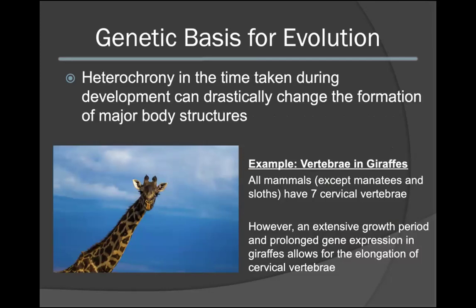Heterochrony in the time taken to develop can drastically change the formation of major body structures. An example of this is looking at the development of the vertebrae in giraffes. All mammals typically have 7 cervical vertebrae, except for manatees and sloths. However, because giraffes experience an extensive growth period and prolonged gene expression of these developmental genes, this has allowed for the elongation of the cervical vertebrae in giraffes.